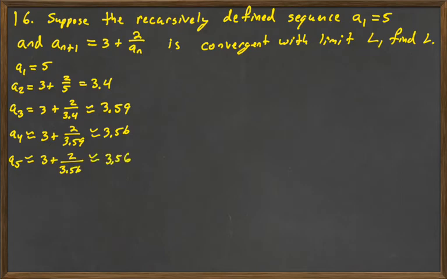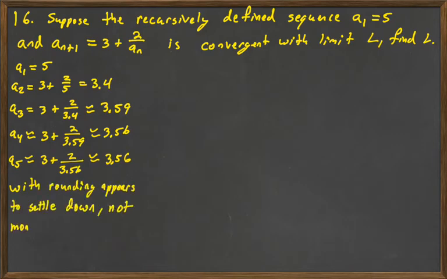They have a little bit of a different decimal expansion if we go out a little bit further. It does not appear to be increasing or decreasing, but it does appear to be getting stable. So perhaps 3.56, etc., might be the limit. So with rounding, it appears to settle down, but it's not monotonic. But we did make the assumption that it does have a limit.